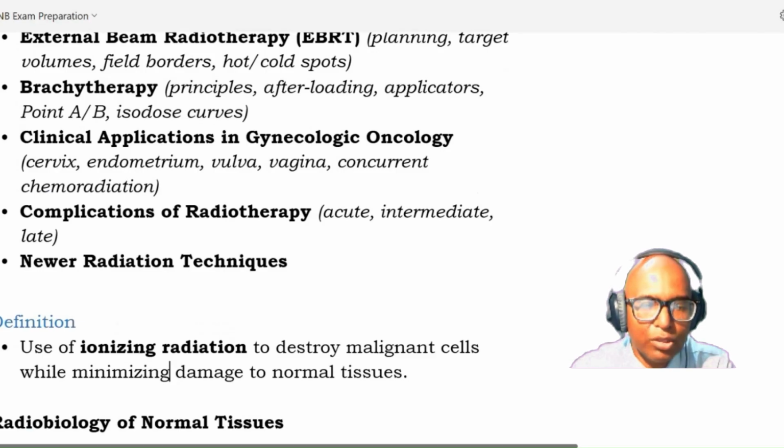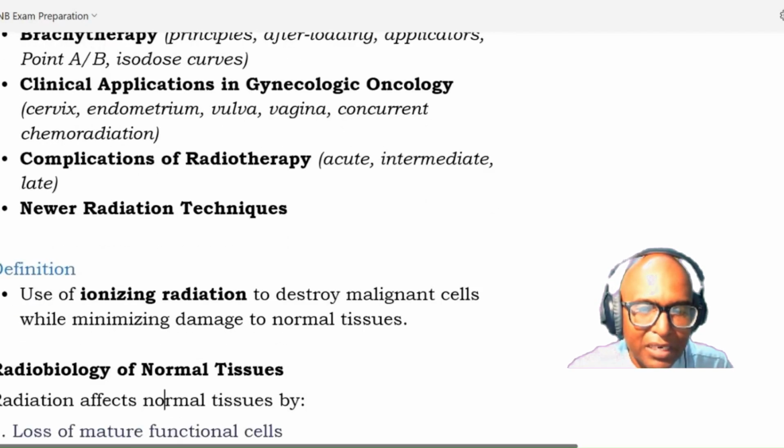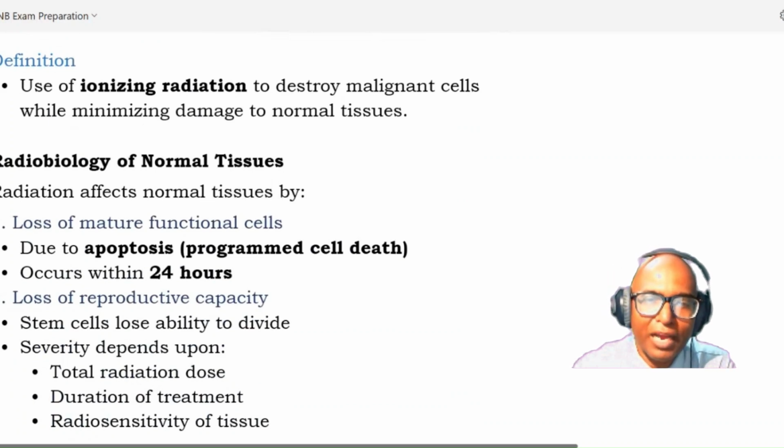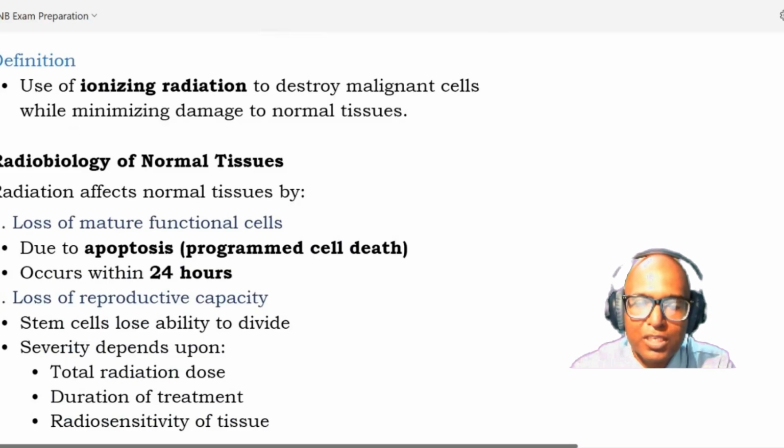Radiotherapy is the use of ionizing radiation to destroy the malignant cells while minimizing damage to the normal tissue. So what we are going to do is to destroy the malignant cells with the help of ionizing radiation, but there should be minimal damage to the normal tissue. And we need to know the radiobiology of normal tissue. So when the normal tissue is exposed to this radiation, what kind of effects do you get?